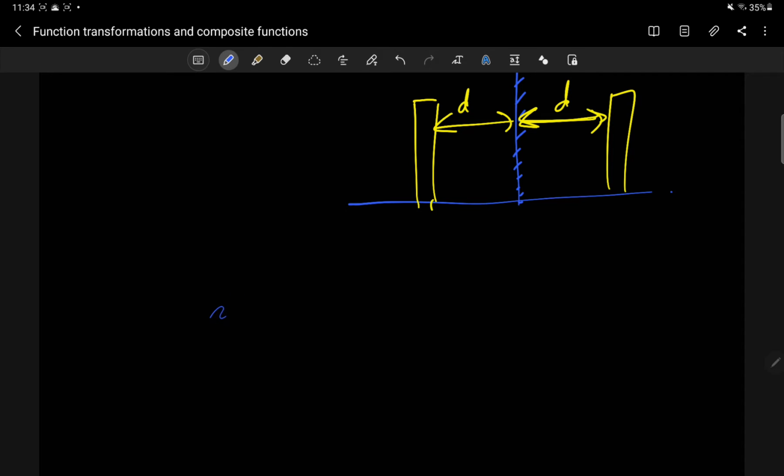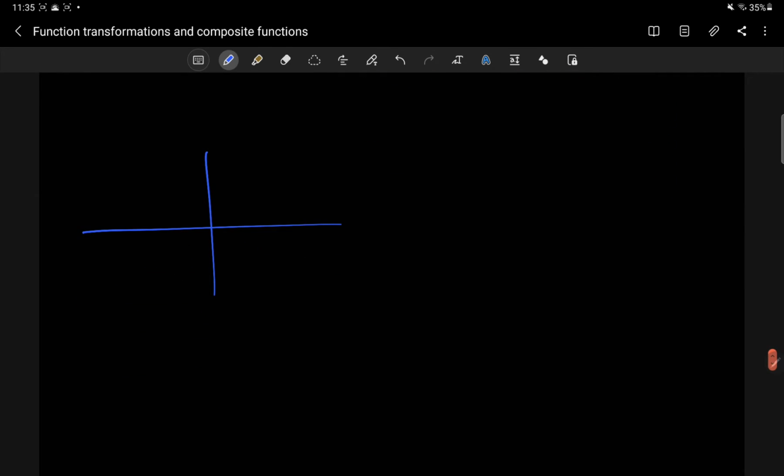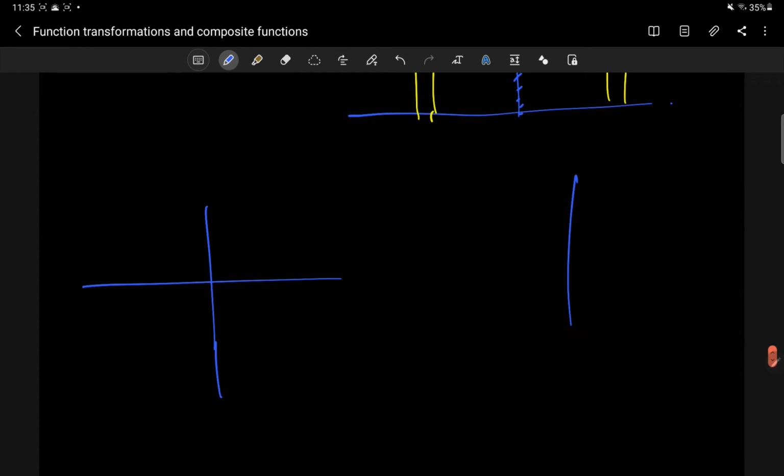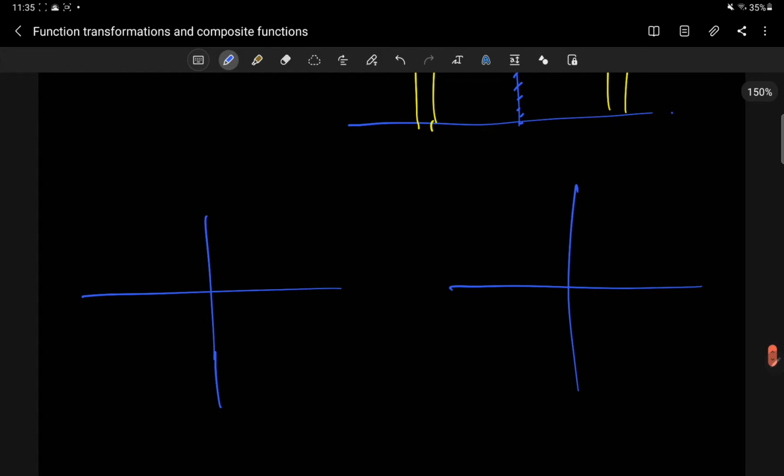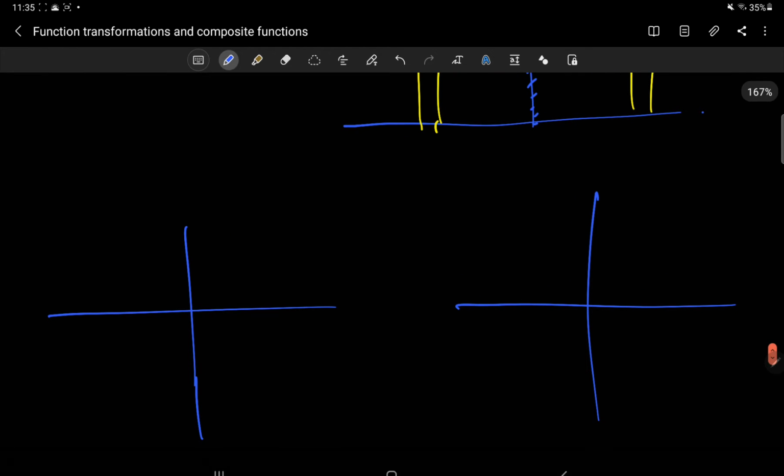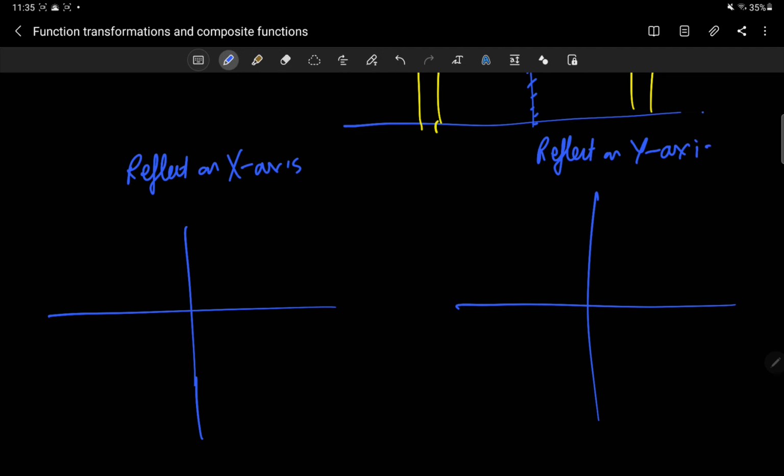And the two main reflections that we study. When we say reflection, we have to assign a mirror. What is the mirror? So we can either have reflect on x-axis, or we can have reflect on y-axis. Now these are not the only reflections. You can reflect around any line, but these are the ones that we will begin with because these are the most simple ones.